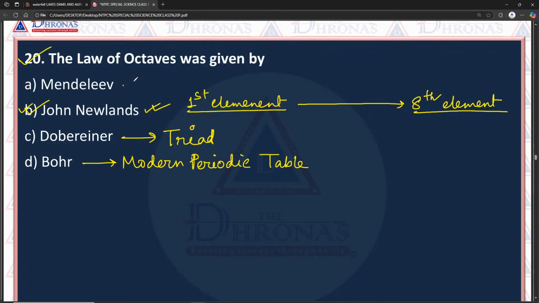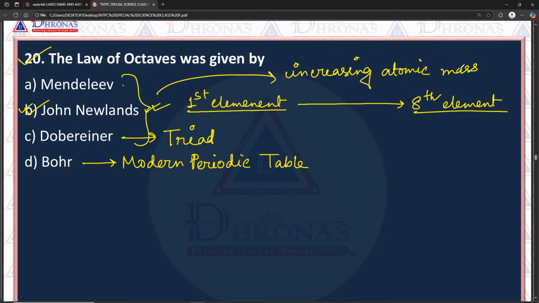Mendeleev's periodic table, you know, the old model. These three periodic tables, Mendeleev, John Newland and Dobereiner's, all of their periodic tables were based on increasing atomic mass.